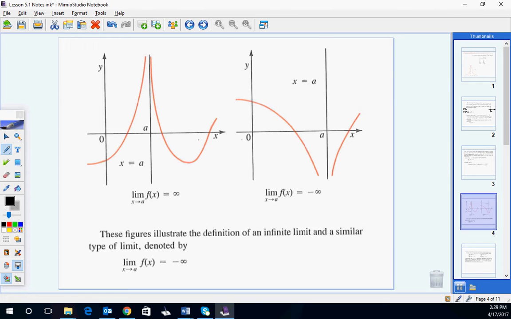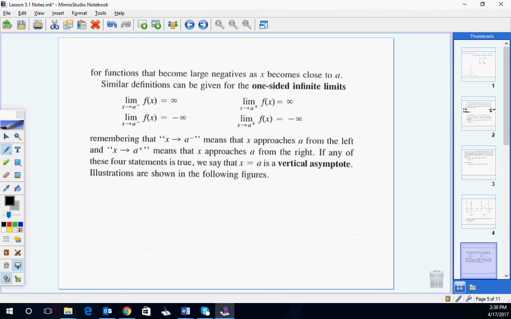Are we okay? All we established is positive and negative infinity. Similar definitions can be given for functions to become large negatives as x becomes close to a, and for the one-sided infinite limits. Remember, one-sided means a from the left, which means over here, and then a from the right, on the right side of it. Those are the notations from before for one-sided limits.